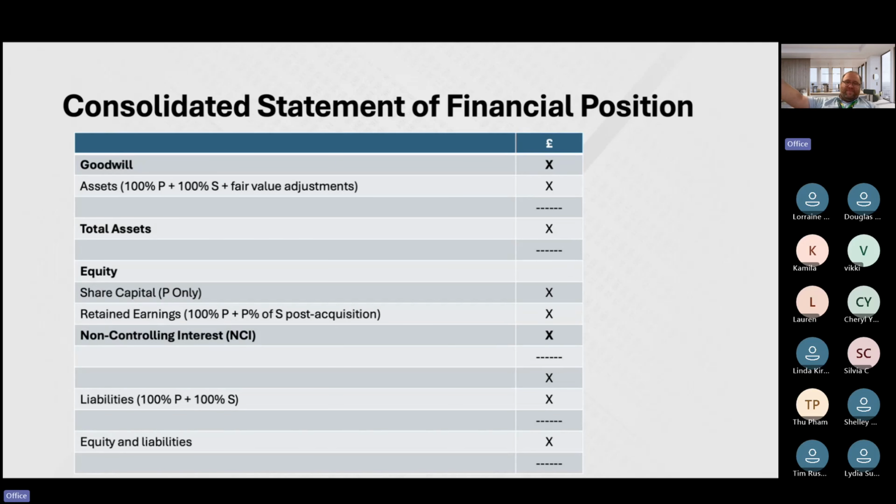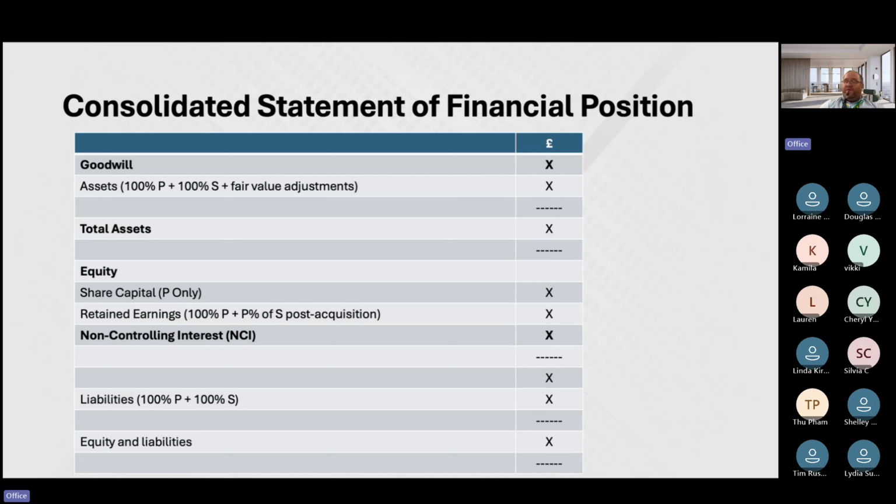Yep. We own the shares in the parent company. So share capital of the parent company. Then we want the retained earnings. So 100% of the retained earnings of the parent, and then the parent's percentage of the subsidiary's post-acquisition profit.